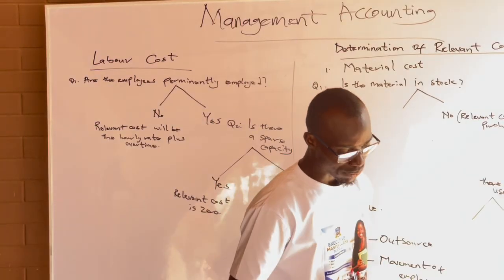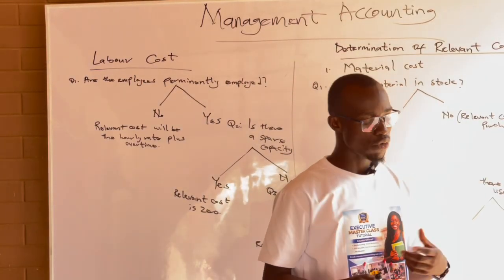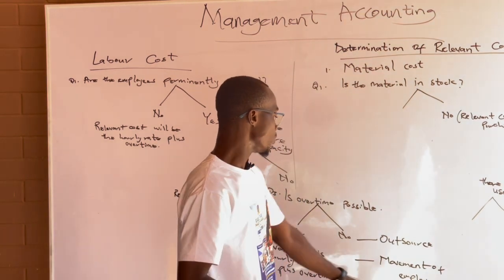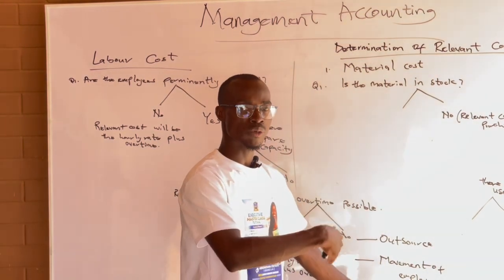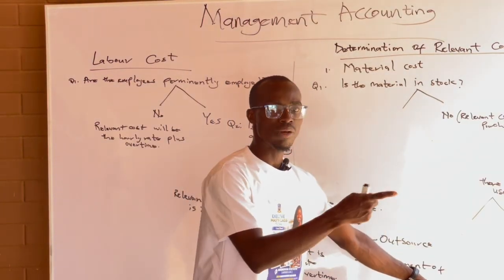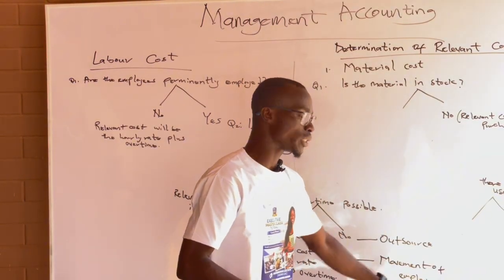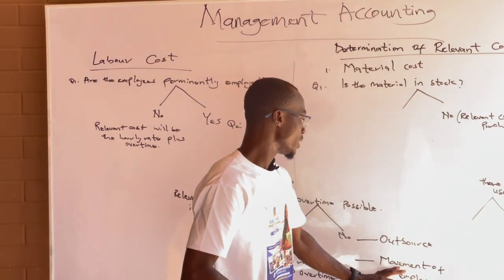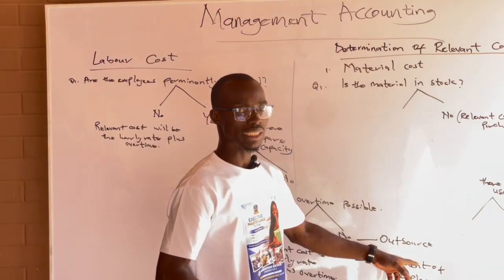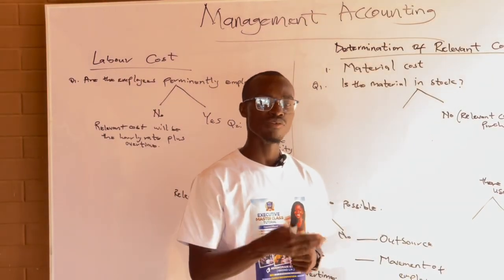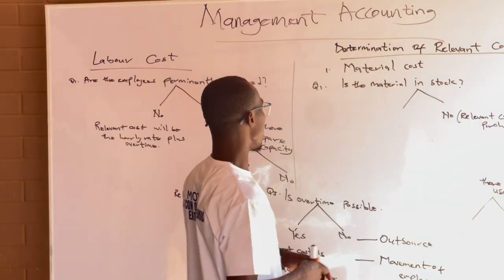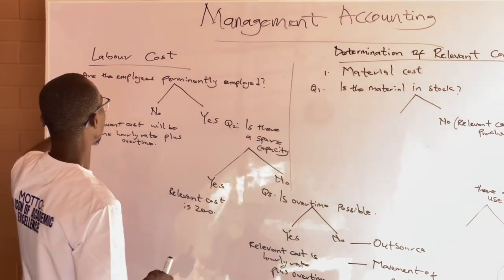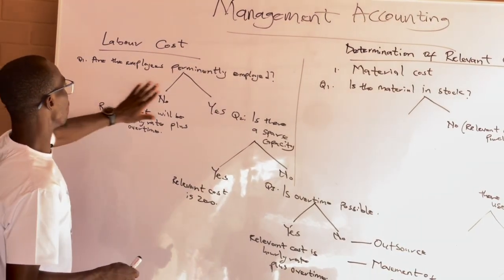So anytime there is an issue of moving employees to work on this one, one thing is that the moment you move an employee from a particular job to come and work on the new job, you are going to lose some revenue. The relevant cost here will be opportunity cost when it comes to the movement of employees. Then you compare the movement with the outsourcing and pick the one which gives you the lower cost. So if you want to know the relevant cost of labor, you ask yourself a question: are the employees permanently employed?